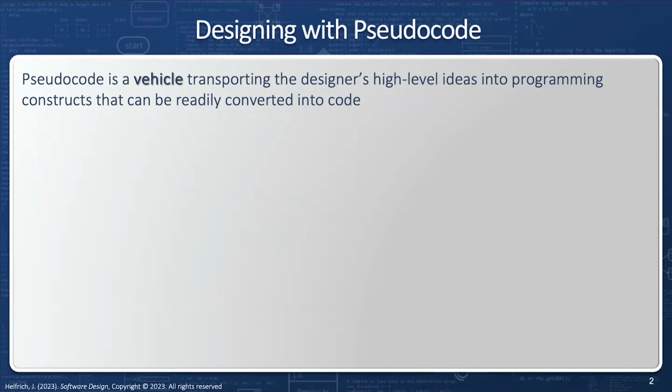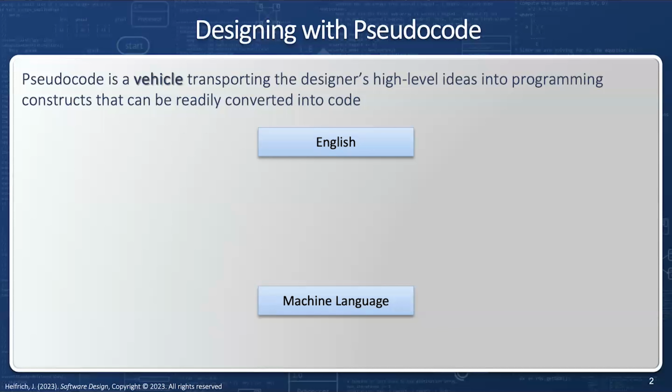And so we're going to take these design ideas and transform them using multiple iterations to become more and more specific. So think of this. We're going to start with the problem definition in English, and we're going to try to get to machine language, which is what the CPU requires.